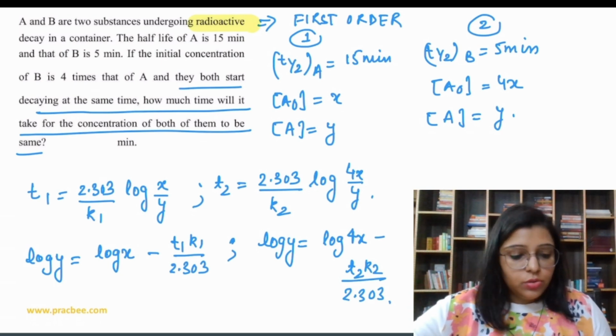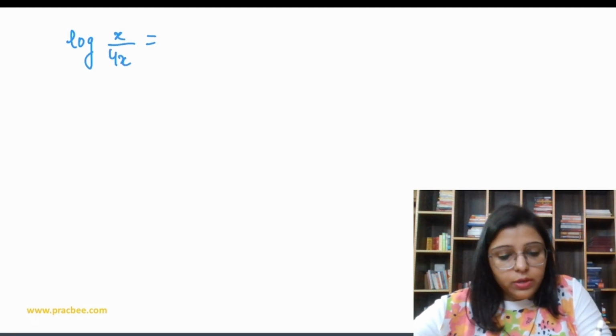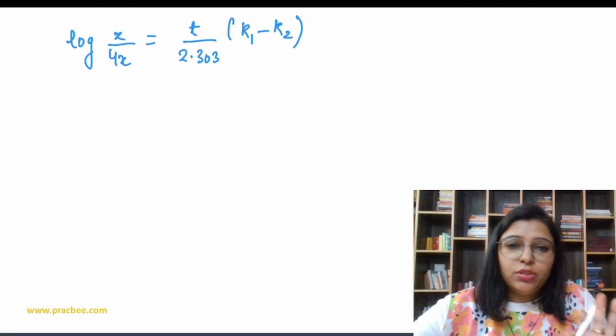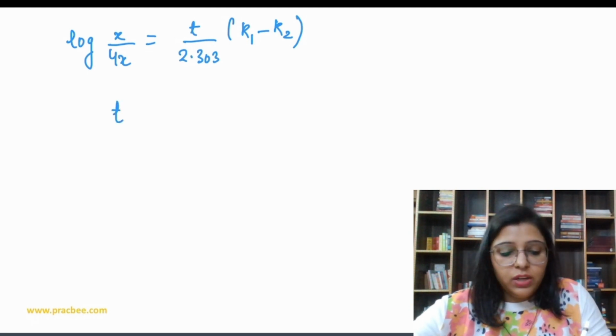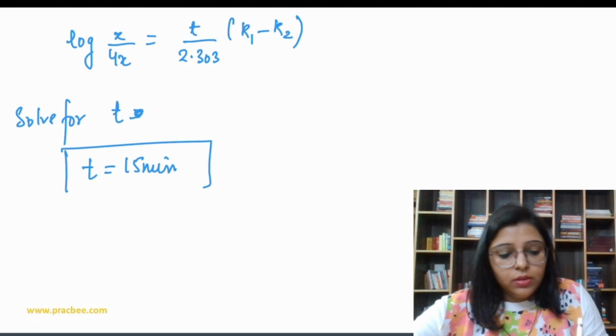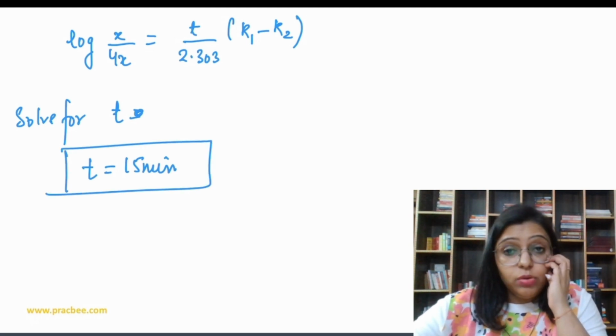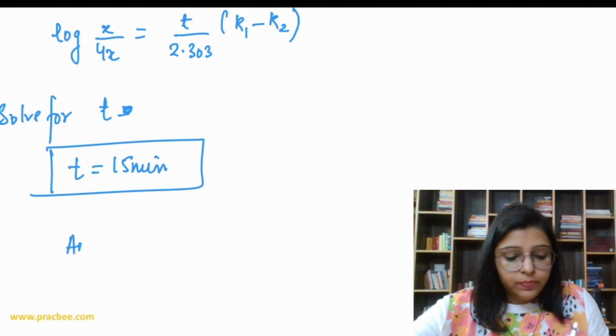Both are same. So what we can say is that we have log x upon 4x is equal to T upon 2.303 common, and we have K1 minus K2. And now you just need to solve for T. So solve for T, and you get T equal to 15 minutes. So the answer is 15.